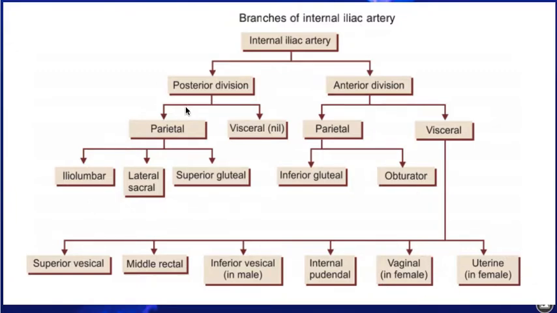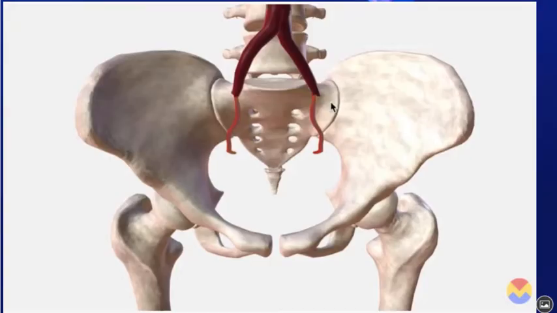The posterior division has no visceral branch, it only has parietal branches, namely the iliolumbar, lateral sacral, and the superior gluteal.